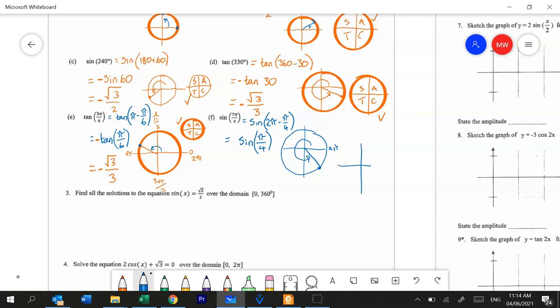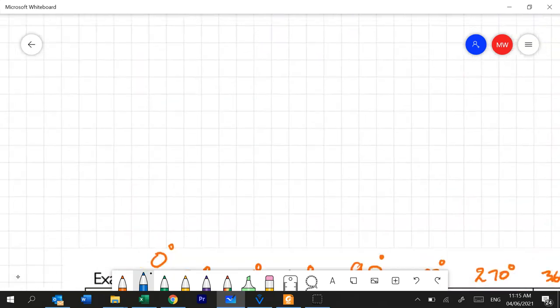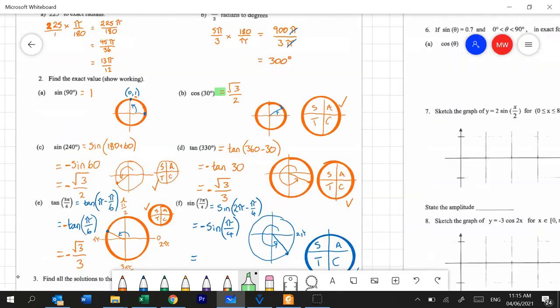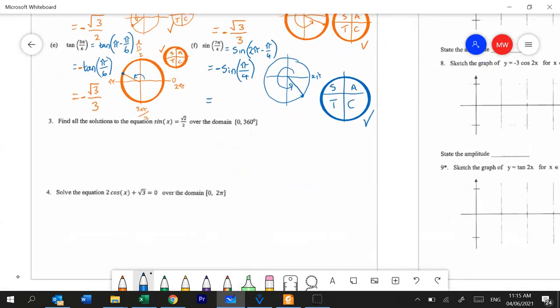Draw our CAST diagram. Tick the quadrant that it'll land in. That's the cos quadrant, so that's going to give us a negative answer. So the answer will be, if we go up to our table, whoops, sine pi on 4, it'll be √2 on 2. And it will be a negative answer.